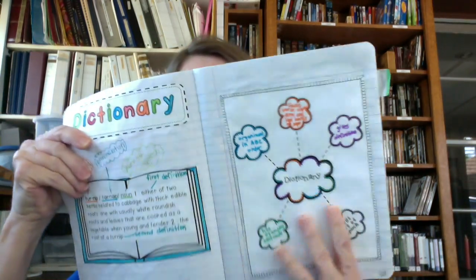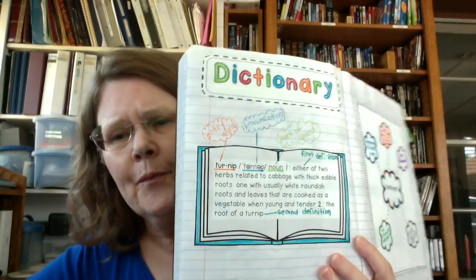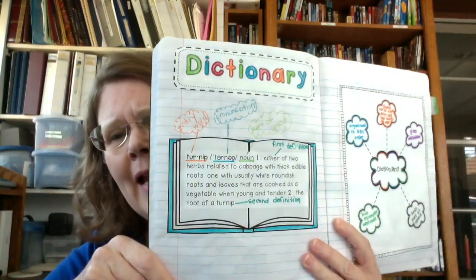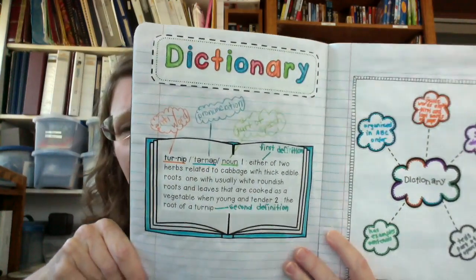So we're going to work on a composition page today that has to do with a dictionary. And it's going to look like this. I'll show you. And you have the stuff in your packet for it. But first of all, I'm going to show you a real dictionary.